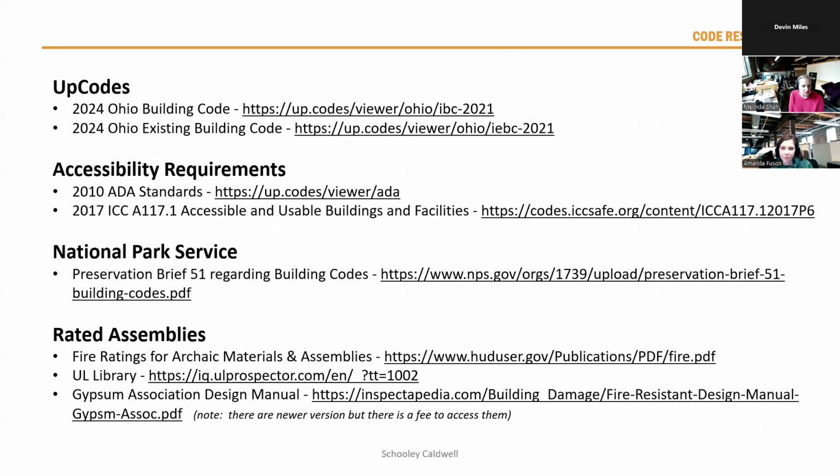The National Park Service, in addition to Brief 51 about building codes, as I mentioned, does have other ones about energy efficiency and accessibility. They have been starting to update them in the last year or two, and they have planned updates for several more over the next 2 years. Which will be great and exciting to see.